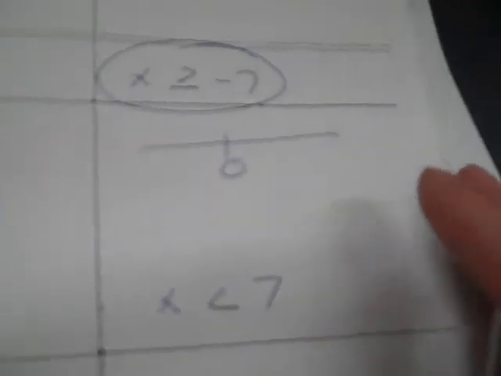Now divide, and you're going to fill in that answer under the number line. So I've got x, I've got the sign, and then 14 divided by 2 is 7. So 7. Don't fill it in because the line's not there, and then it goes this way.